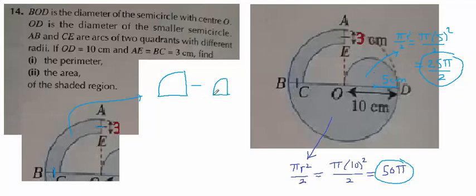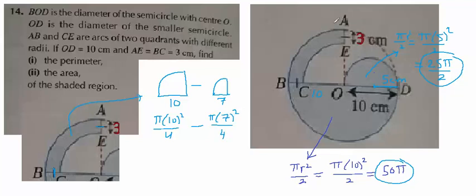A quadrant is 1/4 of the circle, so its area will be pi r square divided by 4. So the radius of this part will be, because this is 3 and this is 10, this will be 10 minus 3, so it is 7. So this will have the radius 10 and this will have the radius 7. So the area of this will be pi times 10 square divided by 4 minus pi into 7 square divided by 4.